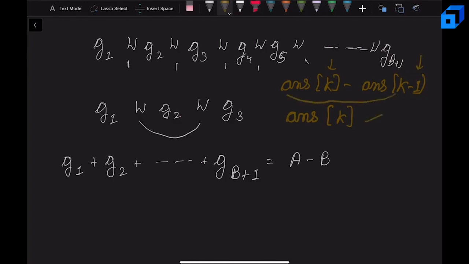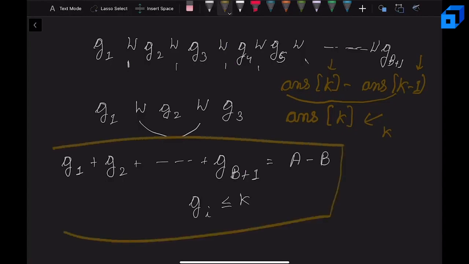Now we will calculate answer of K for all the Ks. Given a K, the maximum consecutive matches lost being at most K is equivalent to saying that Gi is less than or equal to K. So we have this additional constraint that Gi is less than or equal to K, and G1 plus G2 and so on up till G of B plus 1 is A minus B. This is our equation; the solution to these two conditions will give us answer of K.